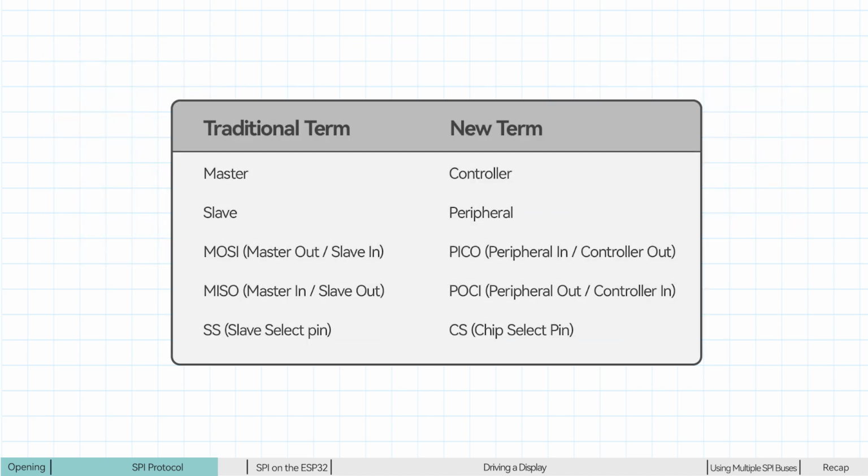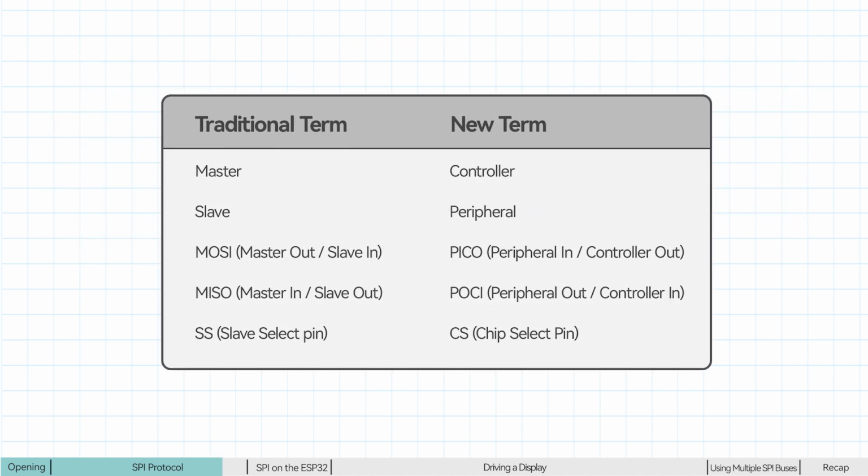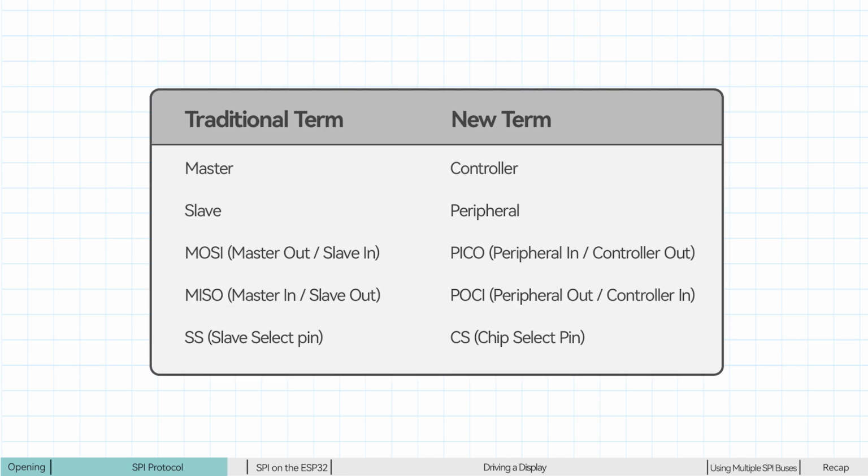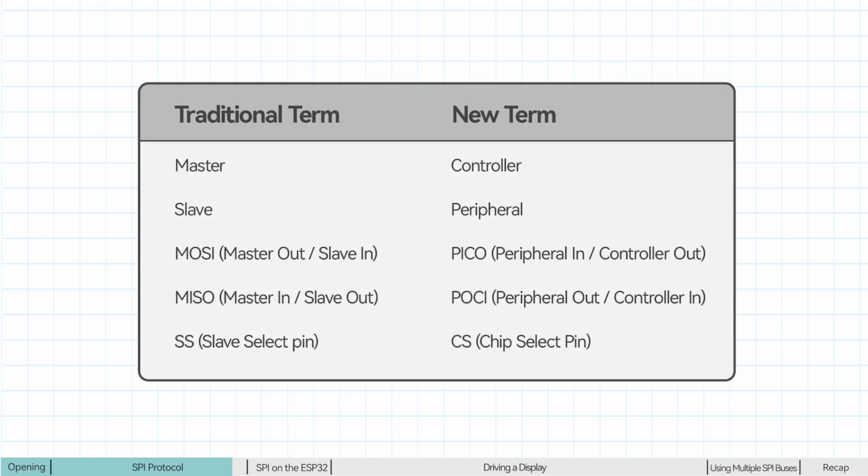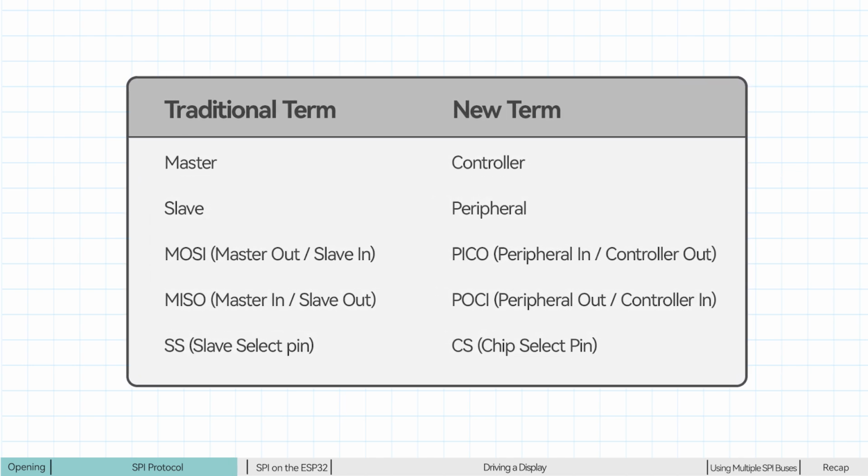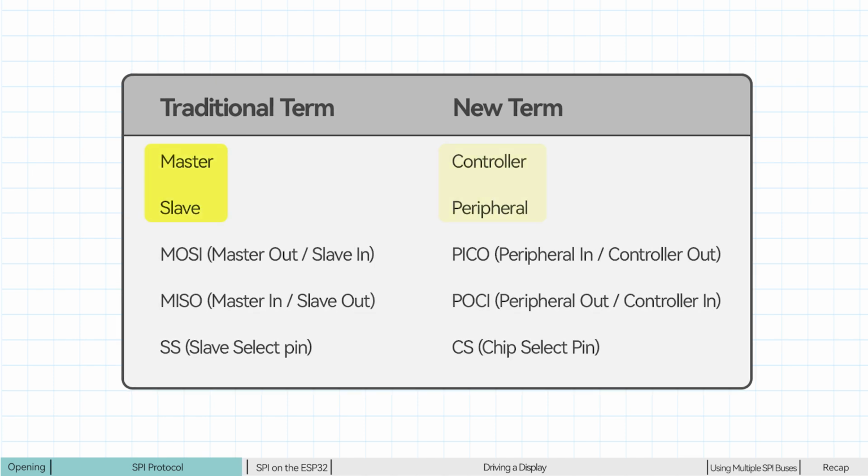One additional note, you may see updated terminology for SPI in newer technical documentation. We list the old and new terms here to help you read the latest documentation. The main change is replacing master-slave with controller-peripheral.